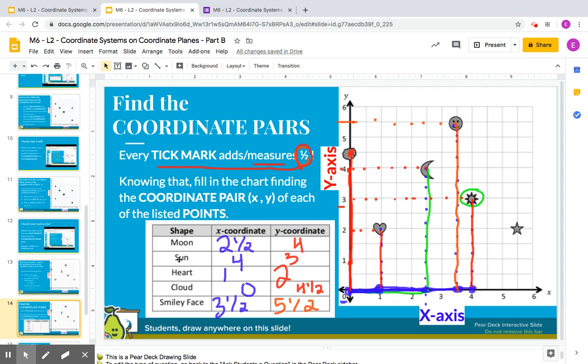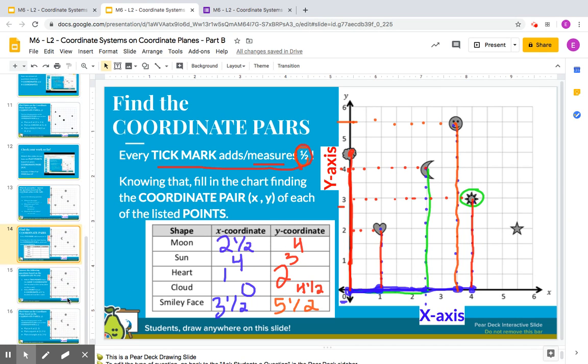I want you guys to think now about how you guys are doing with finding the coordinates of a shape or a point on a coordinate plane. First, start at the origin, go over, and figure out how many tick marks over it is, or how many things you added or measured, counting them up, and then see how far up you go. That's your y-coordinate. Over is your x, up is your y.